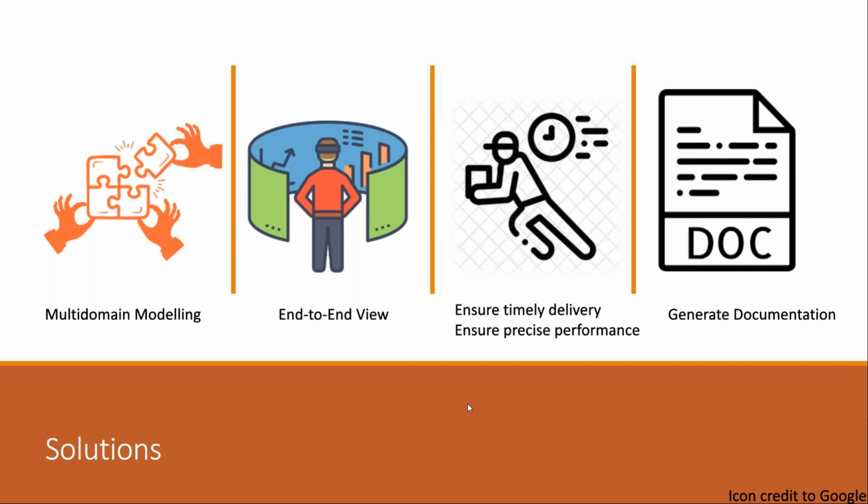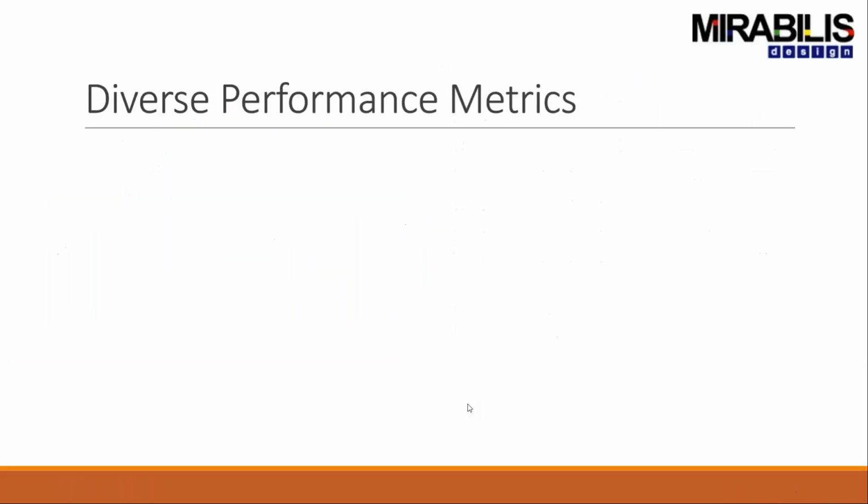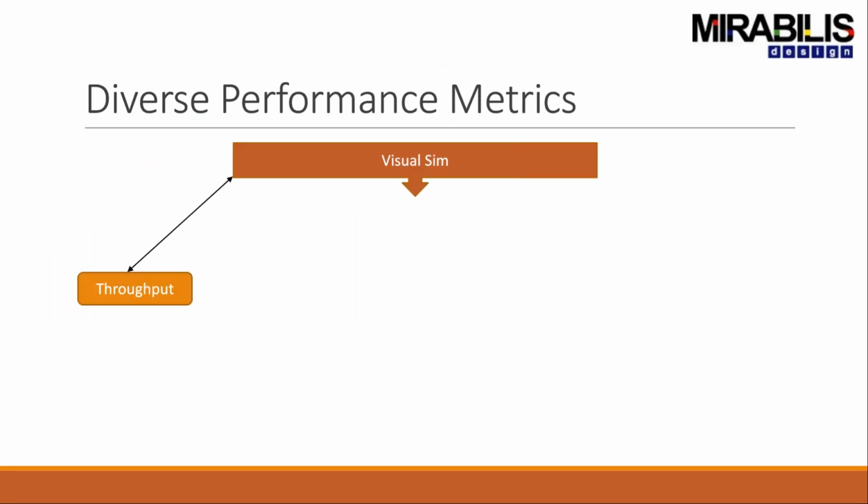Right now, I'm going to showcase the diverse performance metrics that VisualSim provides in 5G scenarios. VisualSim can do throughput calculation. The gain is a very important thing. You can get the throughput value, and you can get the performance metrics of power.